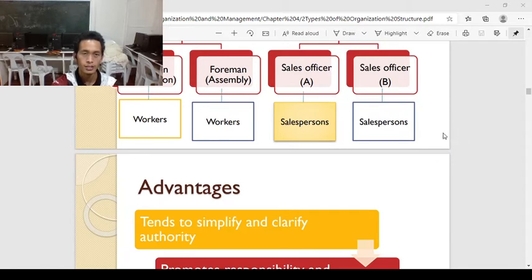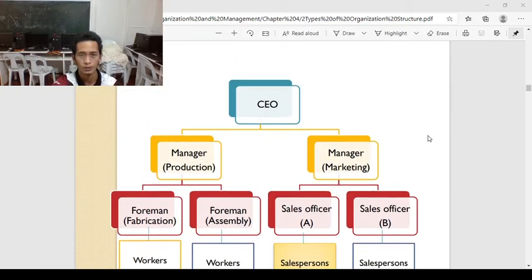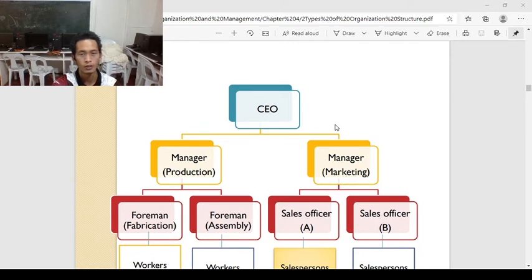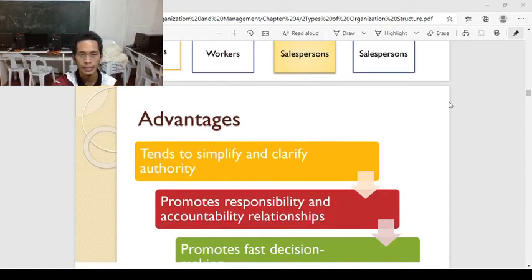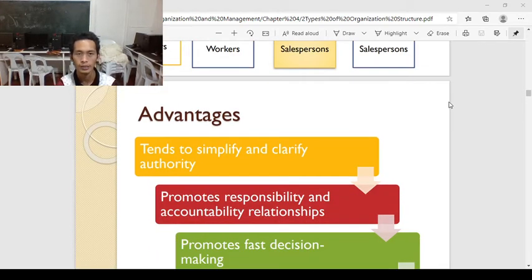The advantages of line structure are, first, it tends to simplify and clarify authority. So who is in authority over the sales officers? It is the marketing manager, not the production manager. The foreman is under the production manager, not the marketing manager. So it simplifies and clarifies authority.